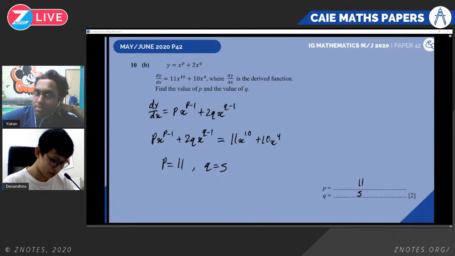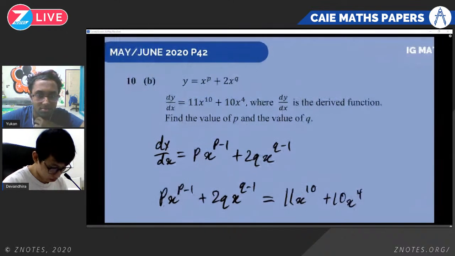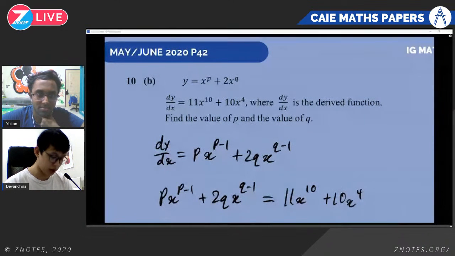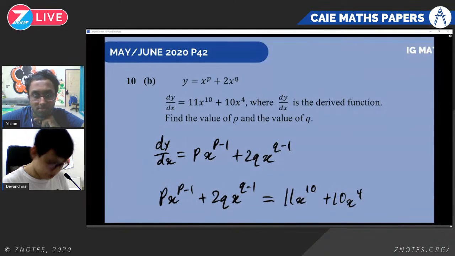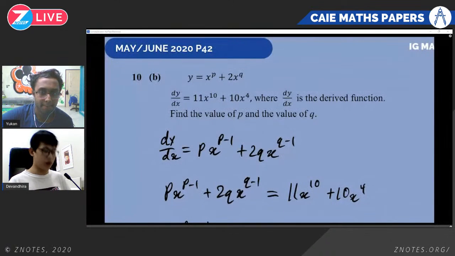Okay. So next question. We have y is equal to x to the power of p plus 2x to the power of q. dy/dx is equal to 11x to the power of 10 plus 10x to the power of 4, where dy/dx is a derived function. Find the value of p and the value of q. Okay. So that means you just have to equate the coefficients.